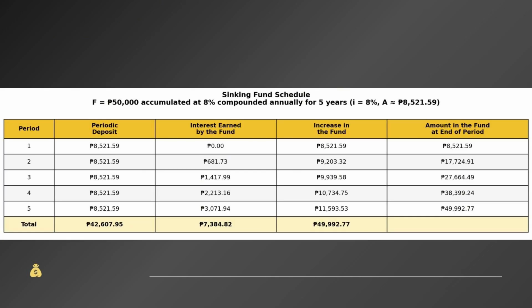In this schedule, we again see the interest earned increasing every year, from 0 in the first year up to 3,071 and 94 cents by the 5th year. In total, the deposits amount to 42,607 and 95 cents. The total interest earned is 7,384 and 82 cents, and the accumulated fund at the end of year 5 reaches the target of 50,000.